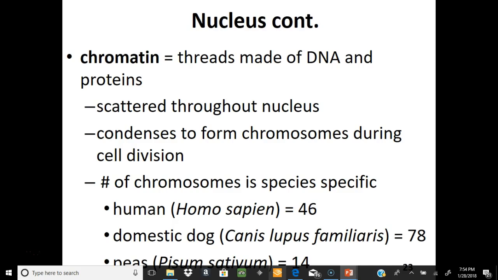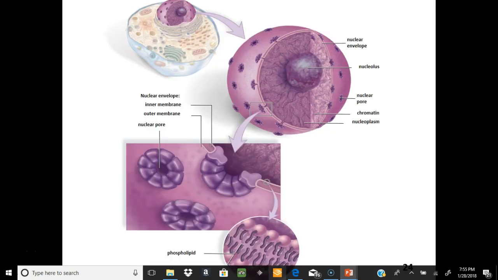So each organism has its own set of chromosomal numbers. Humans have 46 chromosomes inside of each of our nuclei. Dogs have 78 chromosomes. Peas have 14 chromosomes. So each different organism has a different number of chromosomes. Here you can see the DNA a little bit better. You see the nucleolus and then that double membrane.